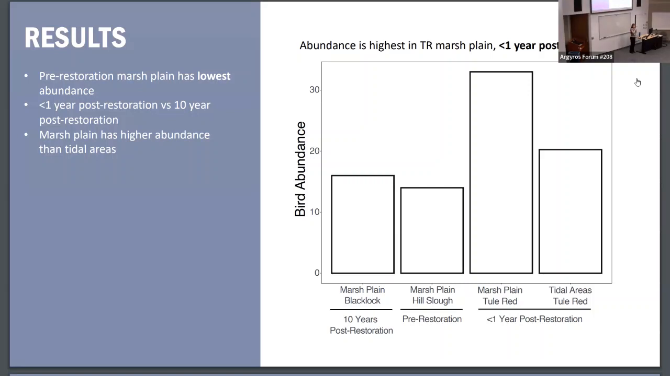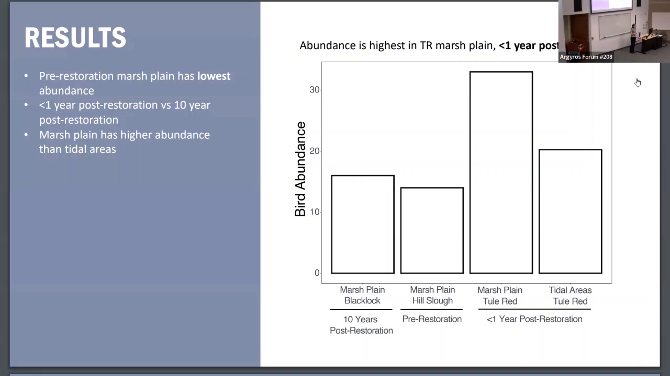Okay. So Tule Red is recently restored, and then you've got the marsh plain and Blackrock that's older, and bird abundance looks like it shoots up recently following restoration, and then comes back down following a decade. Yeah.